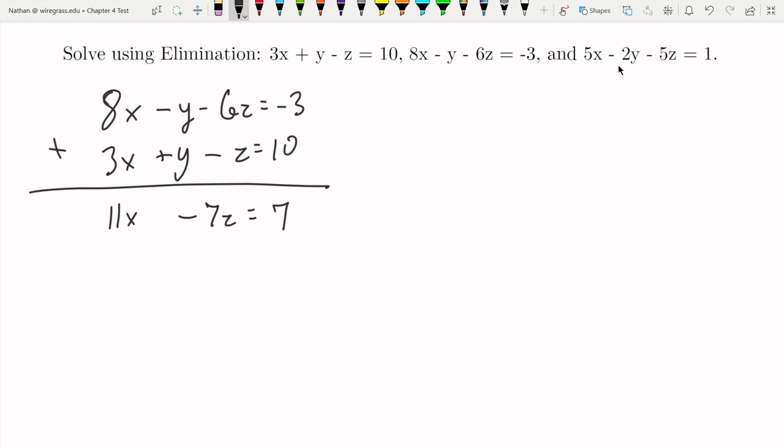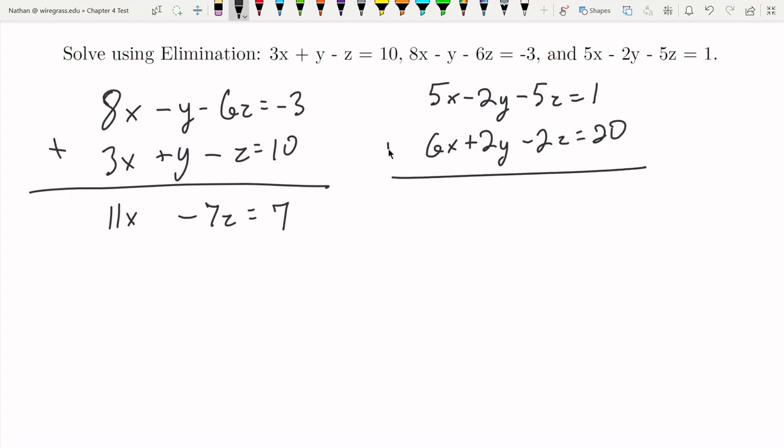Okay, now I've used this equation and this equation. Now I'm going to use this equation and do something with this equation to cancel out the y's. I have 5x minus 2y minus 5z equals 1. I'm going to take twice this equation off of this one, because then this becomes 2y, and positive 2y will cancel with this negative 2y. I'm going to multiply everything through by 2. 2 times 3x is 6x. 2 times y is 2y. 2 times negative z is negative 2z. And 2 times 10 is 20.